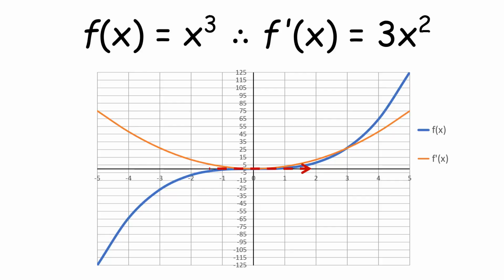The function then flattens out to create this saddle-like shape, and at this inflection point, the derivative is 0. Then our function starts to increase again at an increasing rate, and at these points, the derivative returns to being positive and curves to indicate an increase in the rate of change for the function.